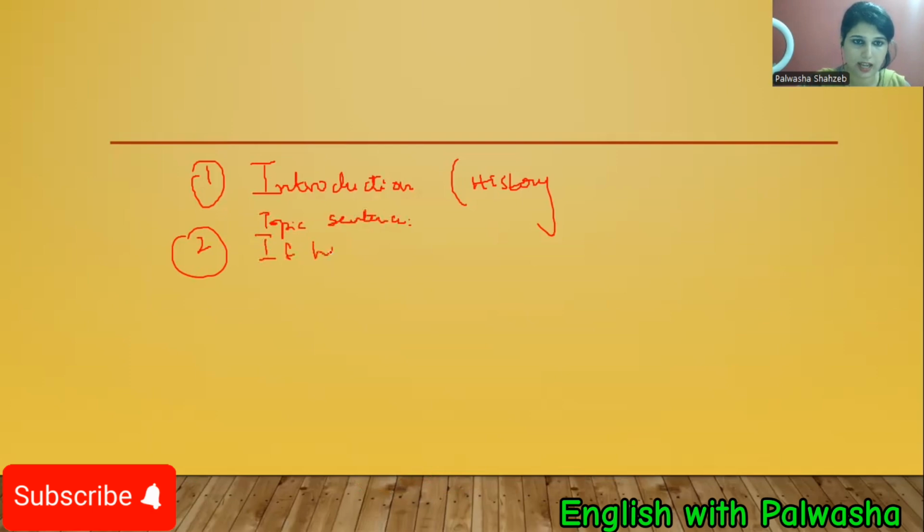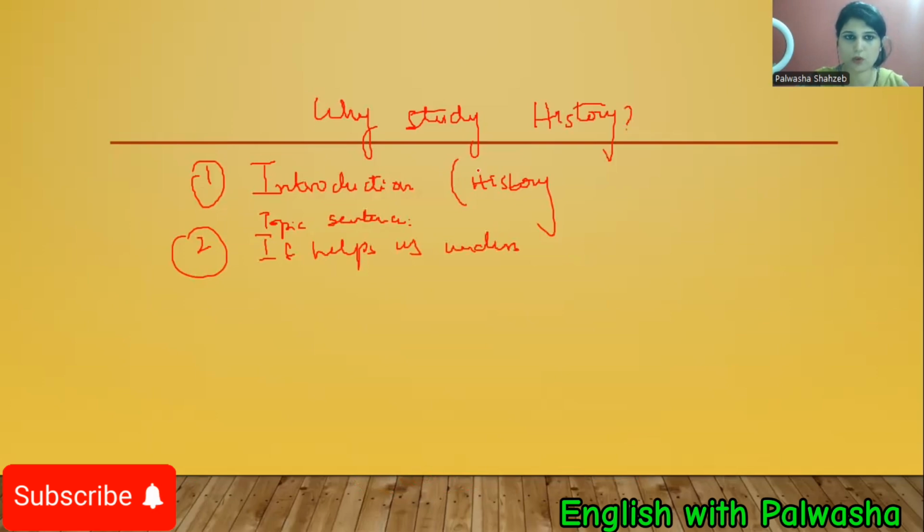It helps us understand. The topic on which we are writing is why study history, right? First we give the introduction, then we move on. The topic sentence: it helps us understand people and societies. So you can create a whole paragraph under it.